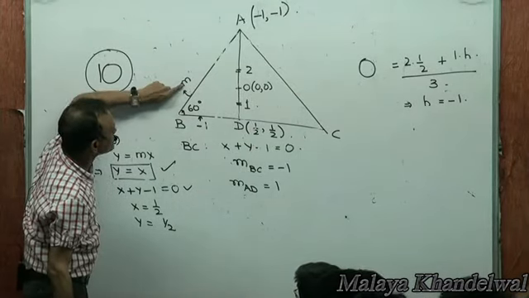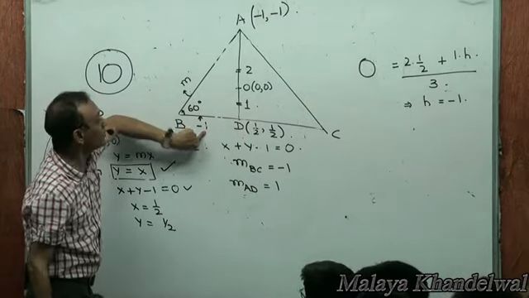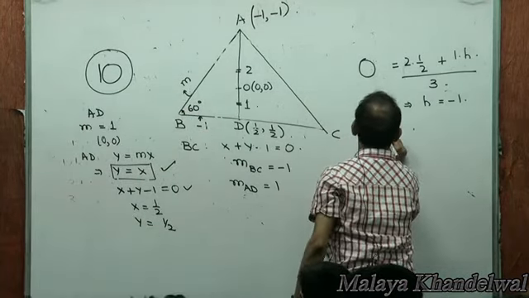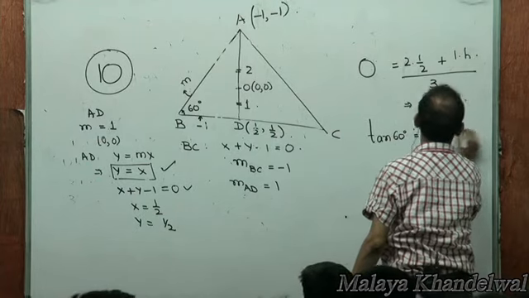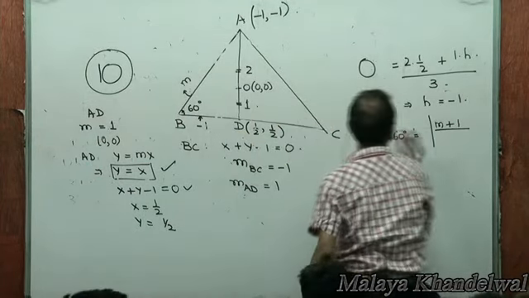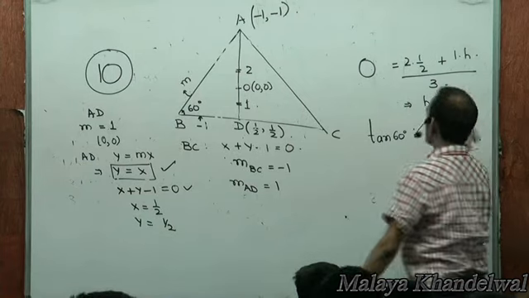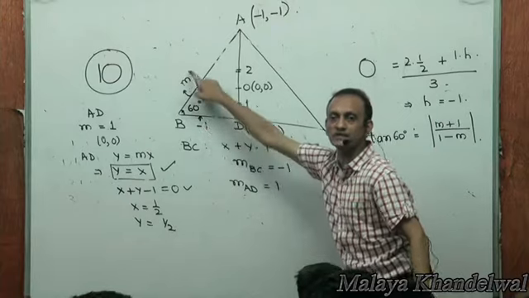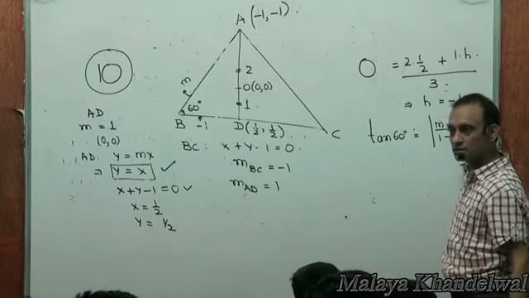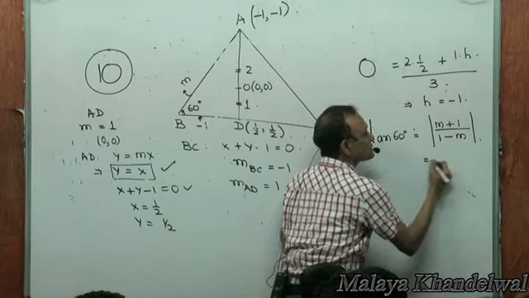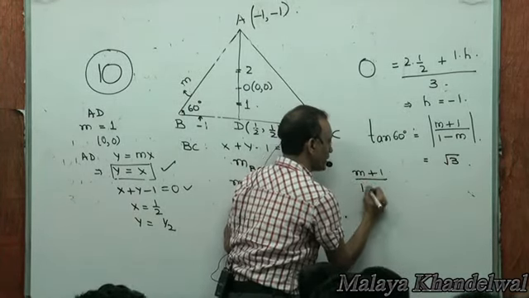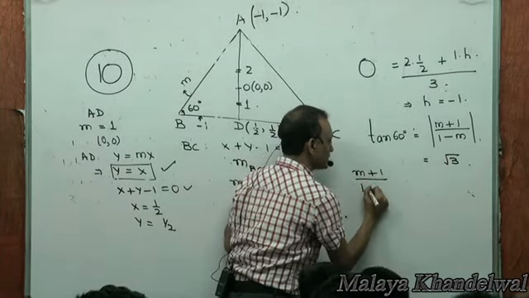Angle between a line with slope M and with slope -1: tan 60 degrees is going to be mod of M minus -1, so that makes it M plus 1 divided by 1 plus M into -1, so 1 minus M. That is M2 minus M1 by 1 plus M1 M2, the angle between two lines with slope M and -1. This is what happens. Right? Tan 60 is √3. So I get M plus 1 by 1 minus M as plus minus √3.